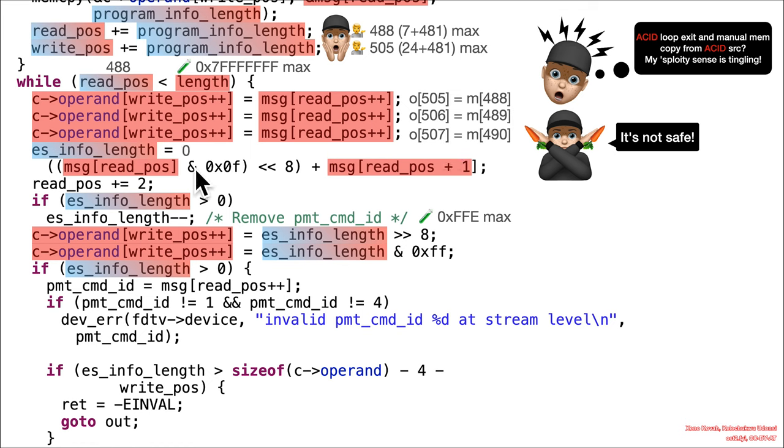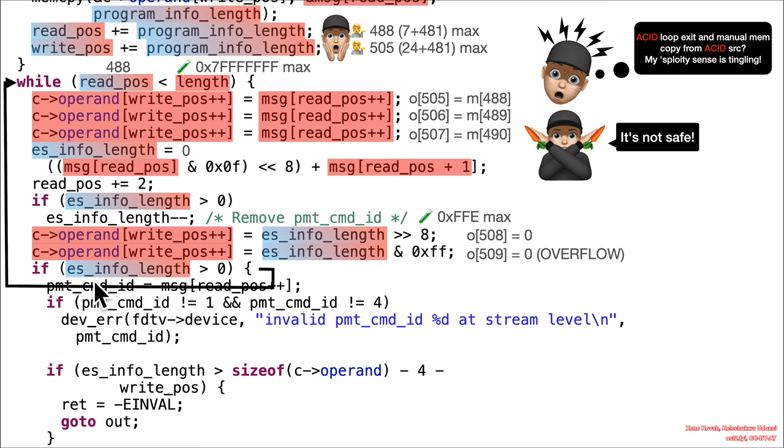And then to make this nice and exploitable, let's say that the attacker chose to set this value to 0. So if this value was equal to 0, sorry, if it's greater than 0, it would do a minus minus, but it's not greater than 0, so it's not going to do that. Then it goes down here and just writes that 0 into 508, which is the last valid position in operand, and then it writes 0 again into 509, which is an overflow. This is an out-of-bounds write.